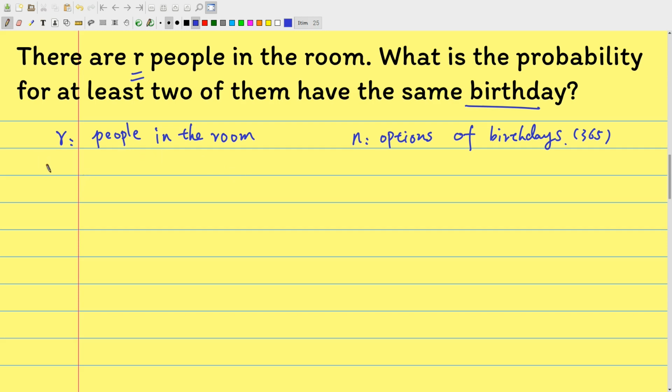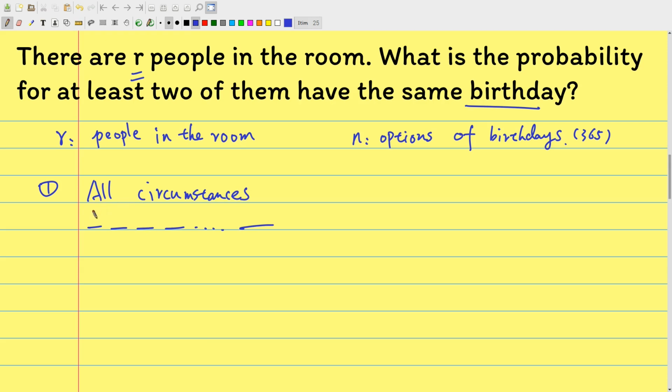So first step, we need to calculate all circumstances. All circumstances means I can have a birthday, like your birthday. We share the same birthday, or your birthday is different from mine. So different people have different birthdays. So how can we calculate all the circumstances? So we know that there are people in the room, right? So we use this little bar to represent R people. So R, we don't know how many R is.